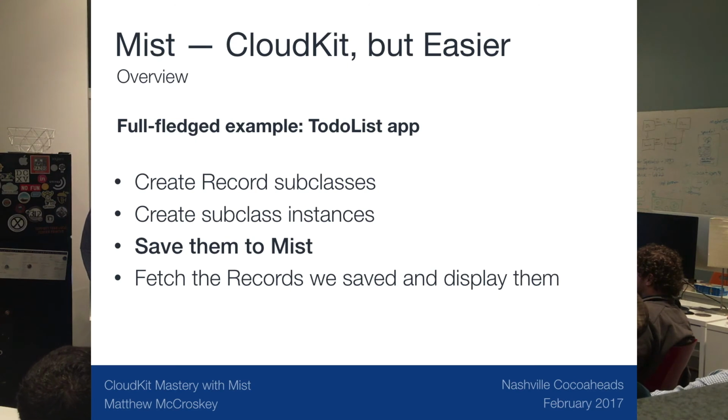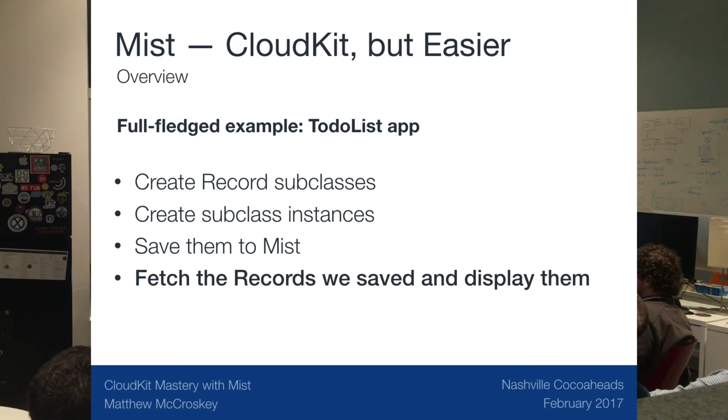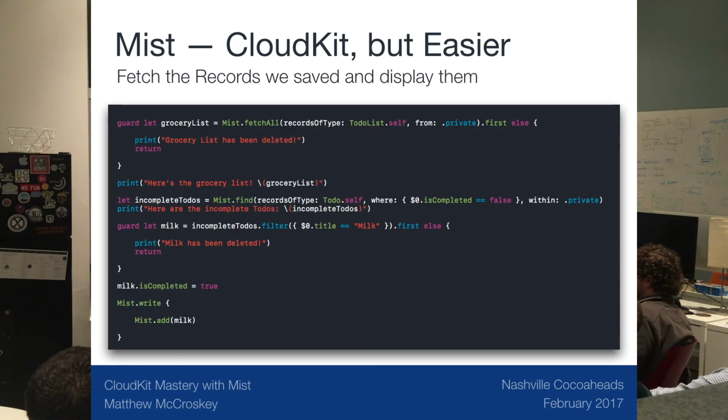in most applications. And then finally, if we wanted to fetch those records from another instance, there's basically MIST.fetchAll, MIST.fetch for a particular record or set of records, and then MIST.find, which is shown in a second. So with MIST.fetchAll, you provide the type of record and where you want to fetch it from. So your private cache, that'll get all the to-do lists. In this case, we know there's only one because we only saved one, so I just do .first, and that gives us our grocery list, and we print it out.